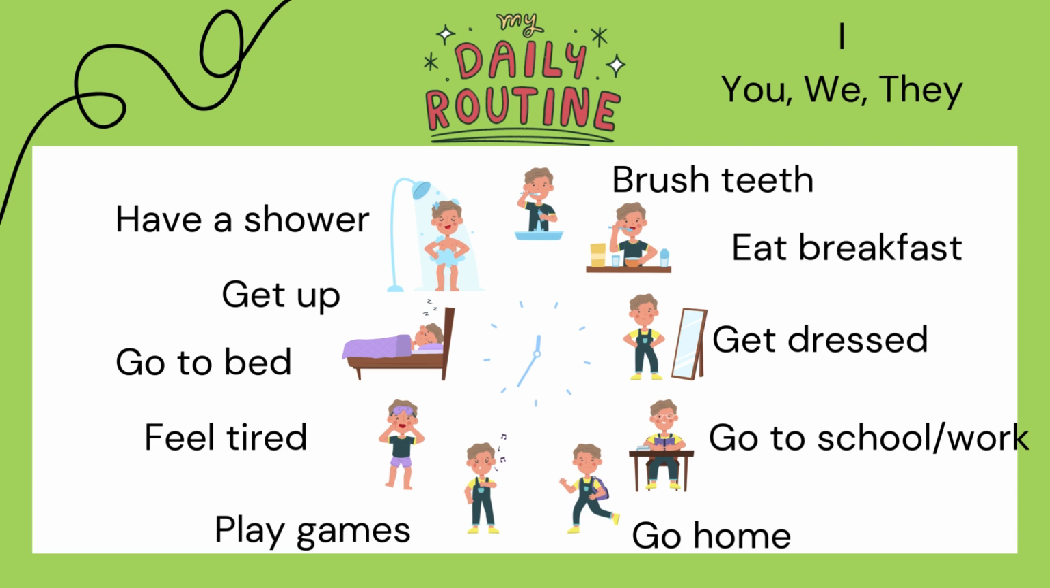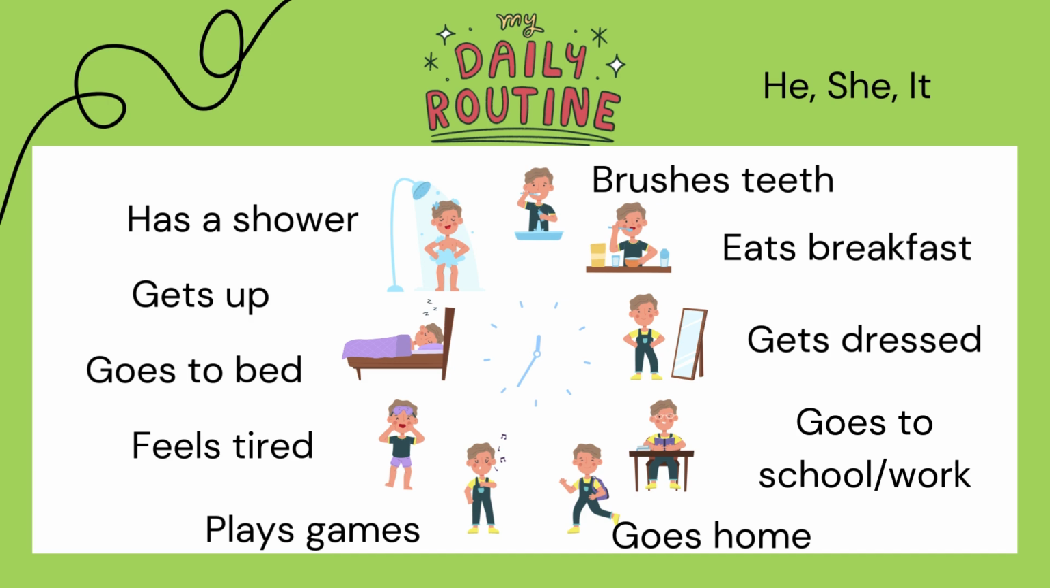So that's fine for I and you and we and they. We use these words. So you could say, they have a shower. We have a shower. I have a shower. You could say, I brush my teeth. You brush your teeth. We brush our teeth. They brush their teeth. I eat breakfast. You get dressed. We go to school. They go home. I play games. We feel tired. We go to bed, right? So for I and you and we and they, we don't change the verb.